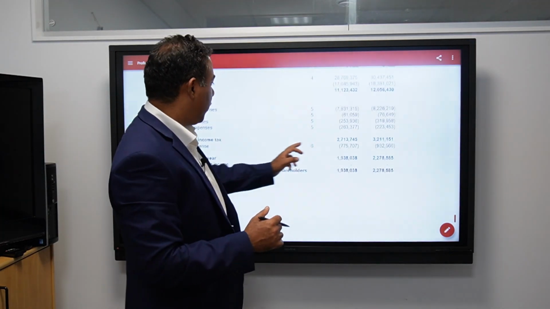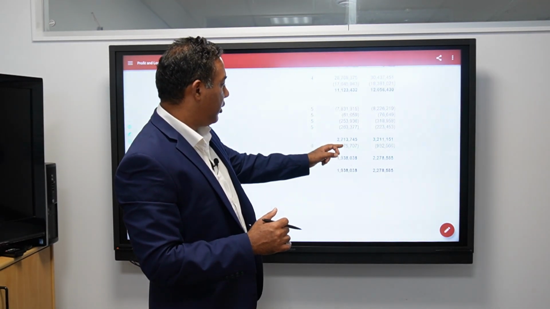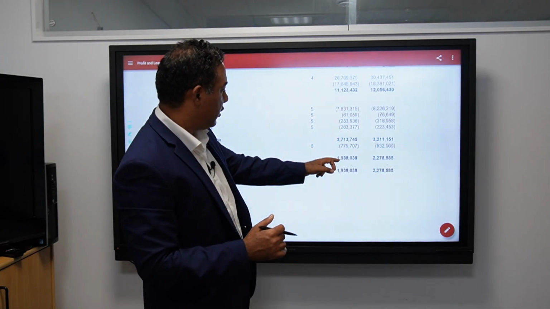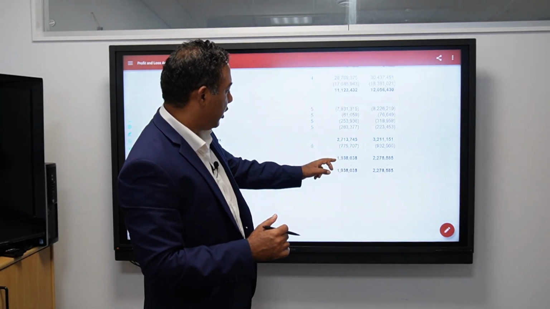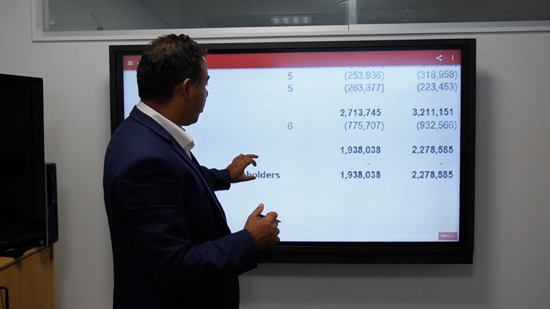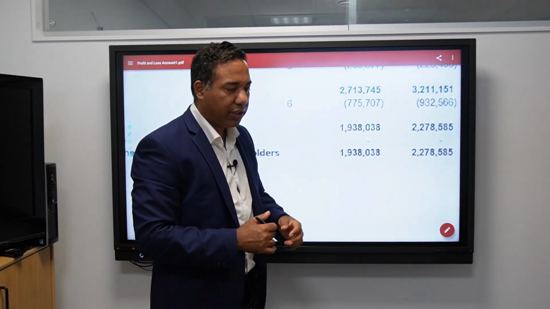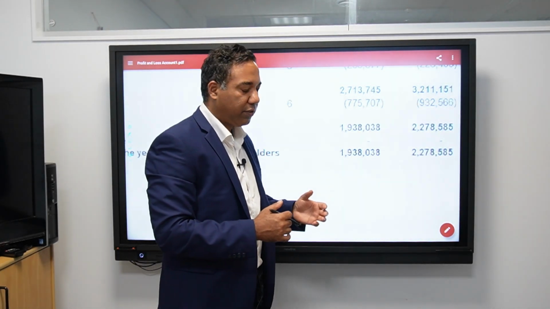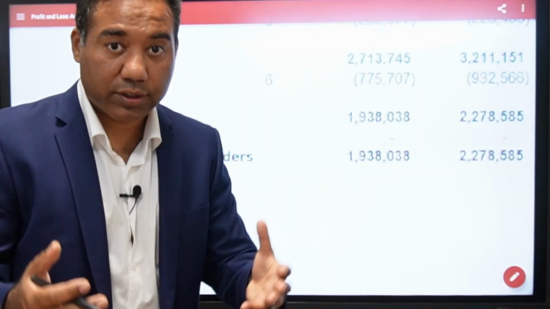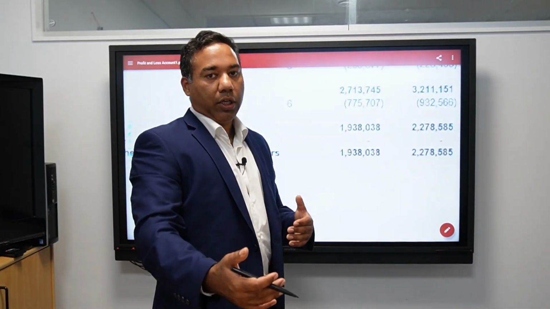Then it talks about profit before tax being this much, and then you pay income tax on that, and so net profit for the year is that less income tax of 1.9. This will be attributed to your statement of comprehensive income, and it goes towards the equity. What it means is the shareholders have this much money available to them.